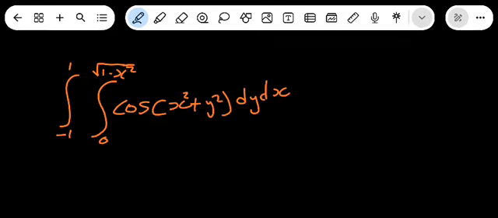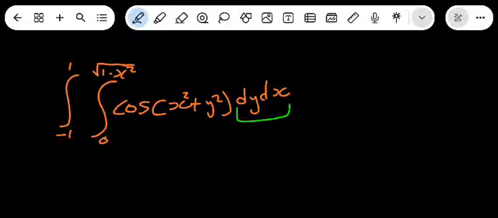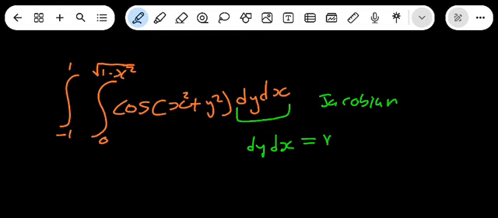This double integration question, which is from calculus 3. So I will use polar coordinates to determine this integral. All right, so for dy and dx, we can use the Jacobian. If you apply the Jacobian, you'll find that dy dx must be equal to r dr dθ.